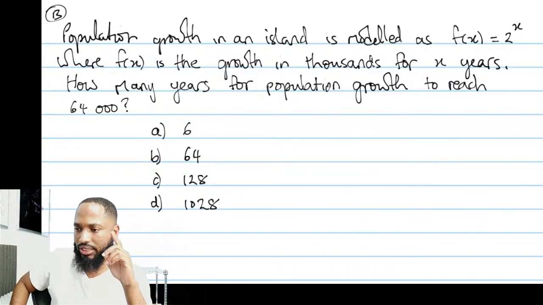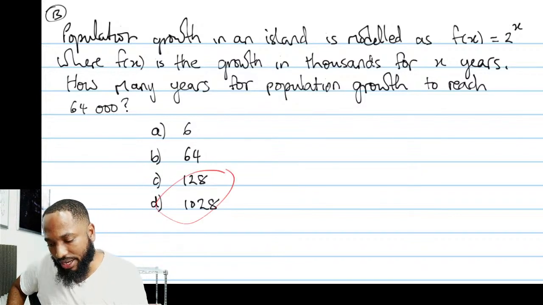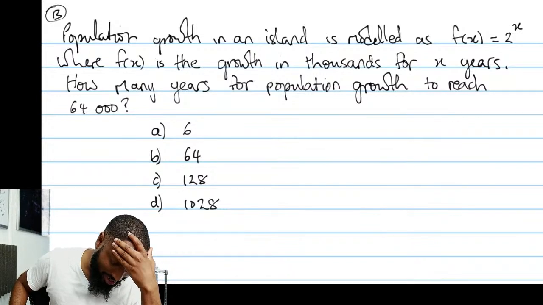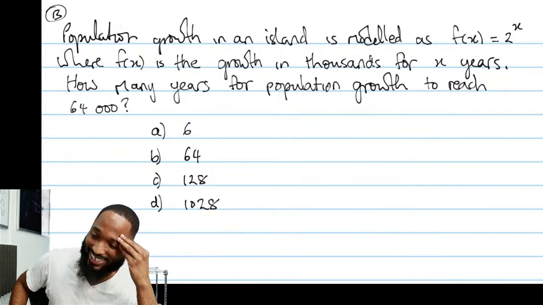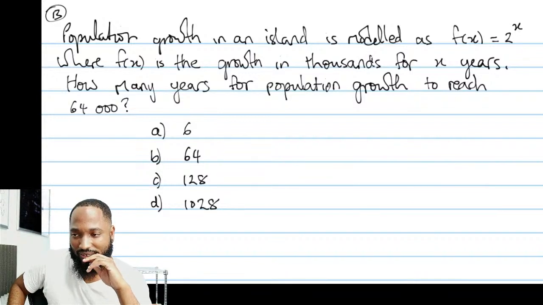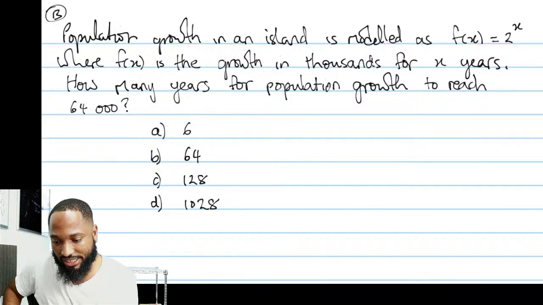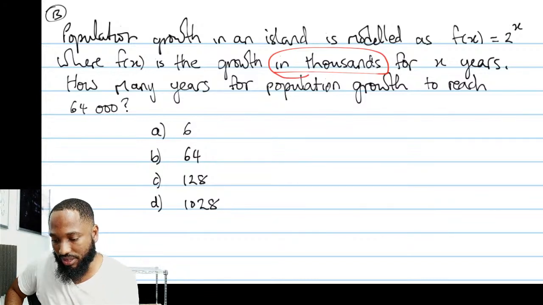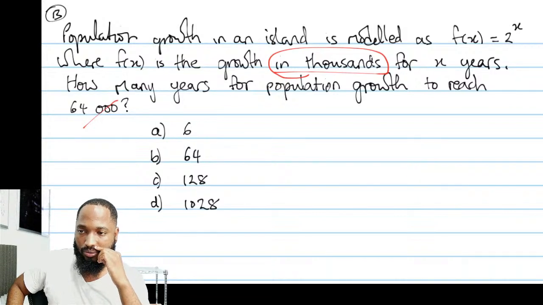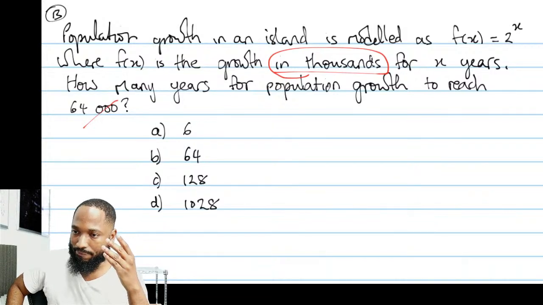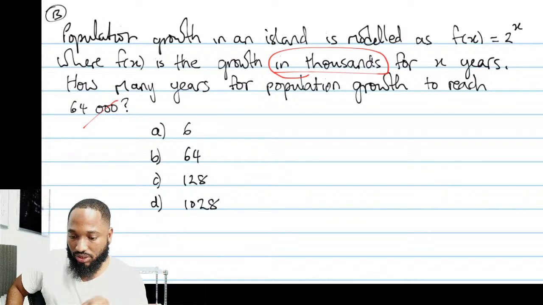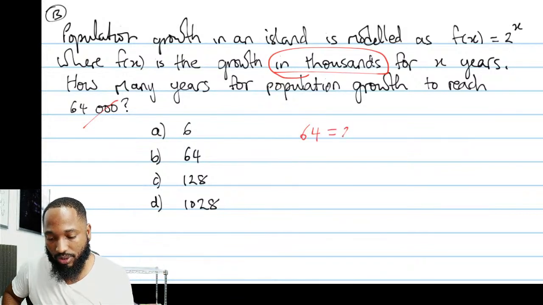A few things in this question. When they bring in this question, I think some of the answers might be logs, and I show people they also be thinking logs. What to do in logs, right? I say that this is more of an indices question. Next thing is they say growth in thousands here, right? So you can really think of that as 64 really. f of x the growth in thousands for x years. How many years for the population growth to reach 64,000, in thousands? So this is how many years for 64 to be equal to 2^x.